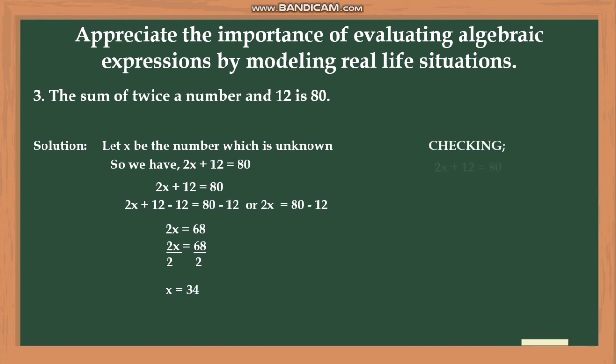Check your answer. 2x plus 12 is equal to 80. So 2 times 34 plus 12 is equal to 80. So 2 times 34 will be 68. Then add 12. Then we get 80 is equal to 80. So we got the right answer.